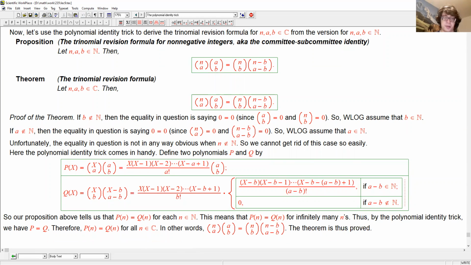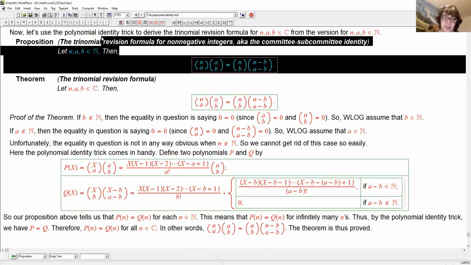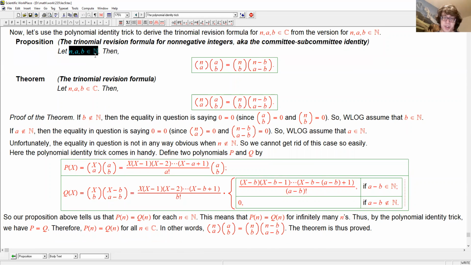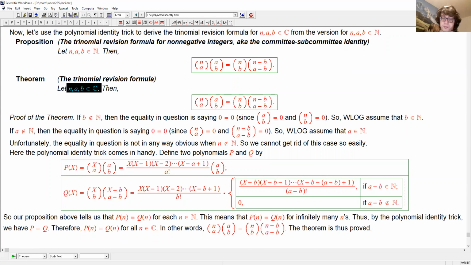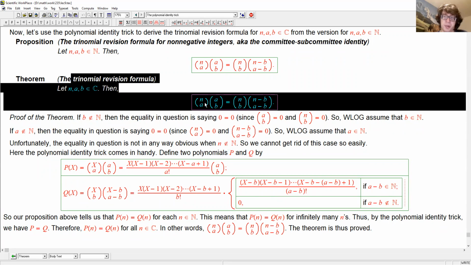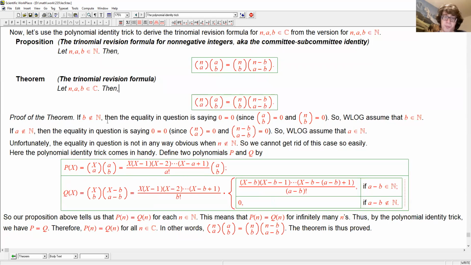So the theorem is thus proved. So, in retrospect, what have we done? We have started with a proposition that's specifically about non-negative integers, and we have turned it into a theorem that says the same thing, but for any numbers. How did we do it? We gradually reduced the general theorem to the particular proposition.